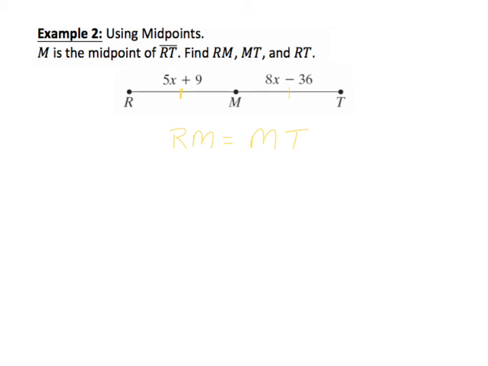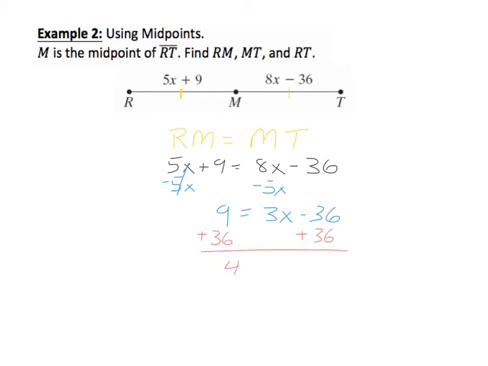So let's go ahead and set the two expressions equal to one another. 5x plus 9 is equal to 8x minus 36. And now we do have a variable on both sides, so let's move all our x's to one side by subtracting 5x from both sides. That gets us down to 9 equals 3x minus 36. Next, we can go ahead and add 36 on both sides.